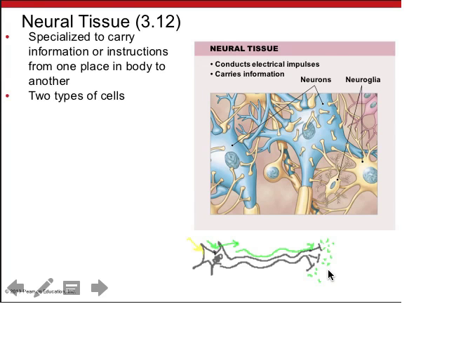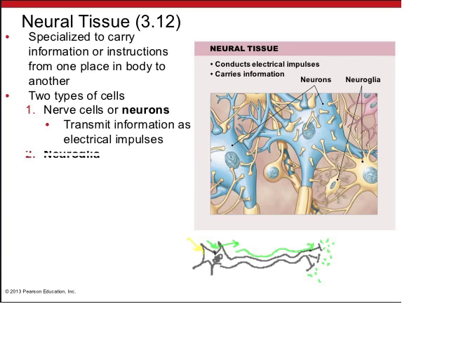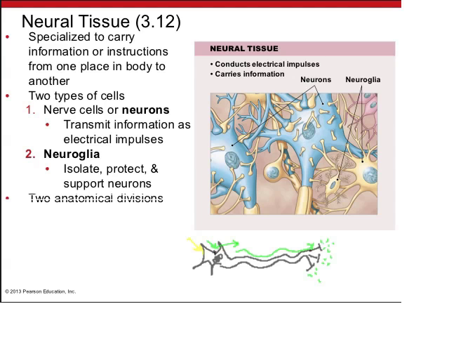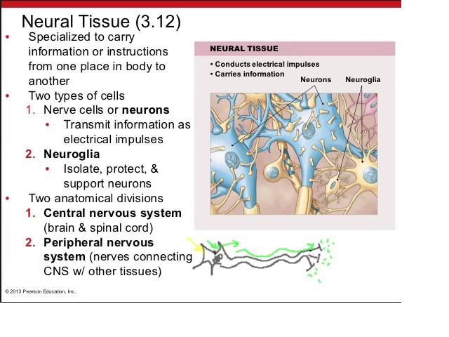There are two types of cells in neural tissue. There are the neurons, which actually send and receive the electrical information, and there are the neuroglia, which support, protect, and isolate the neurons from the rest of the body. So you could think of the neuroglia as the personal assistants to the neuron. There are two anatomical divisions of the nervous system. The central nervous system is made up of the brainstem and the spinal cord, while the peripheral nervous system is all the other nervous tissue outside the central nervous system.